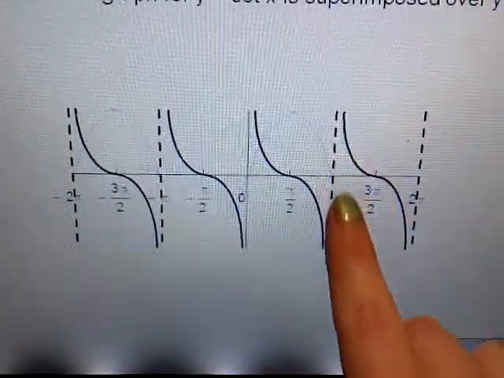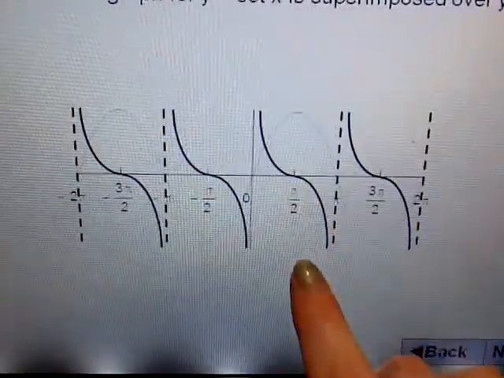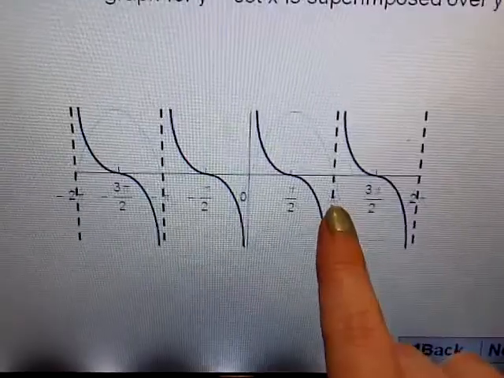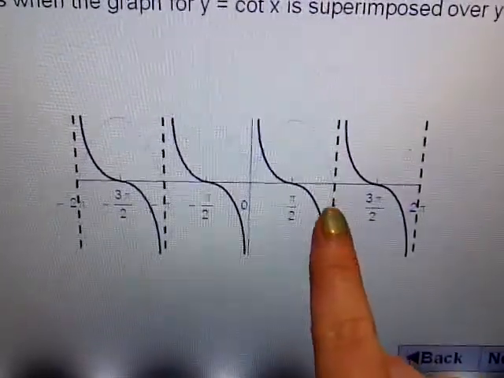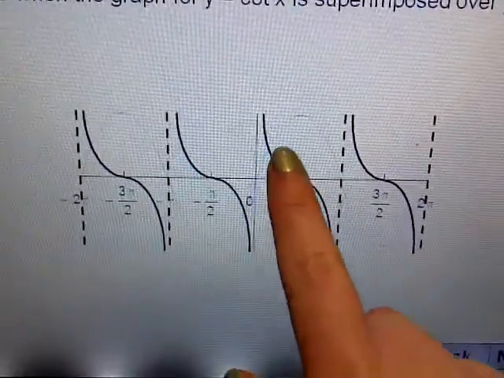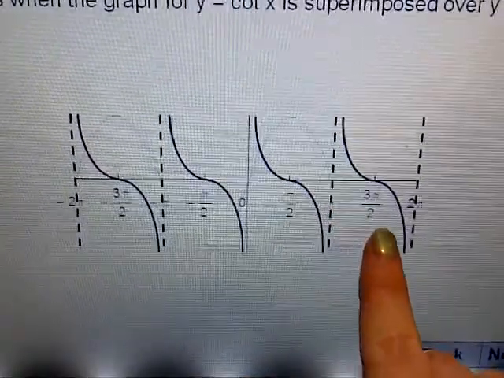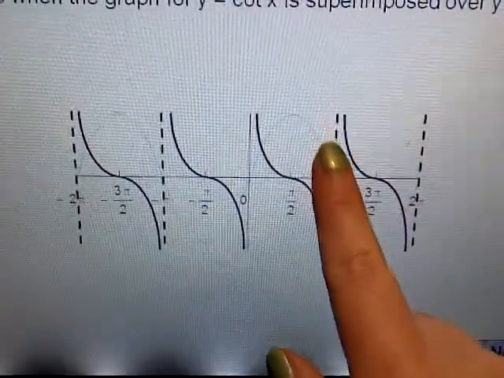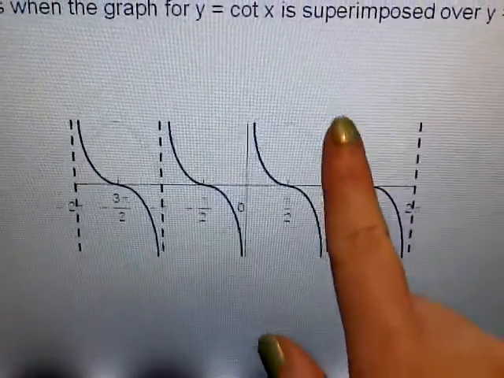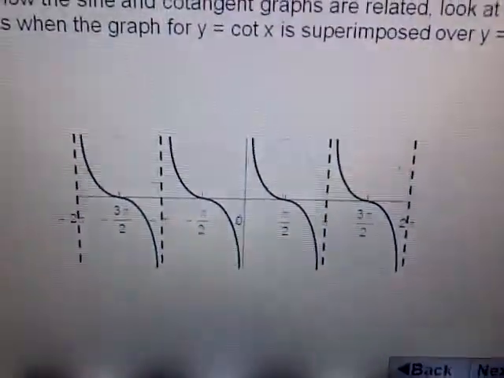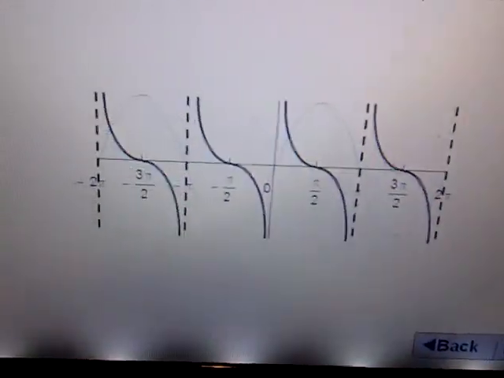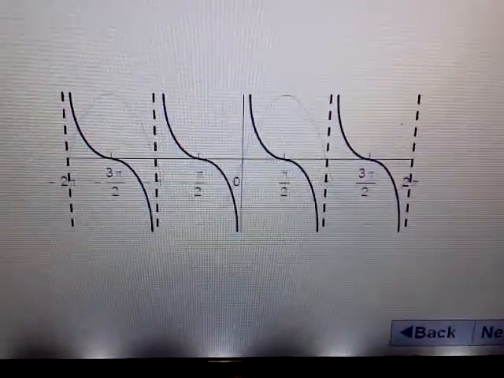again the asymptotes are hitting at pi and 2 pi, and so the sine graph, if you follow the curve, every time it goes down and touches the x-axis, this is where the asymptote will be, indicating that there is a relationship between the cotangent graphs and the sine graphs.